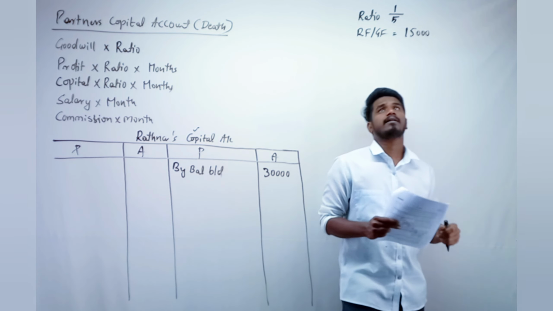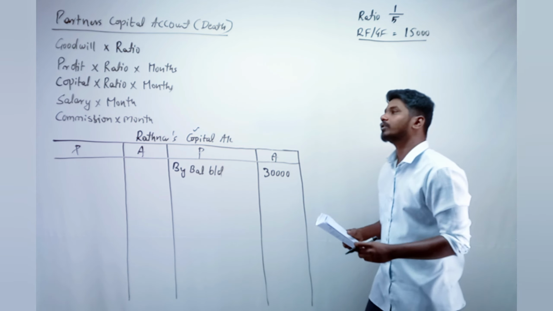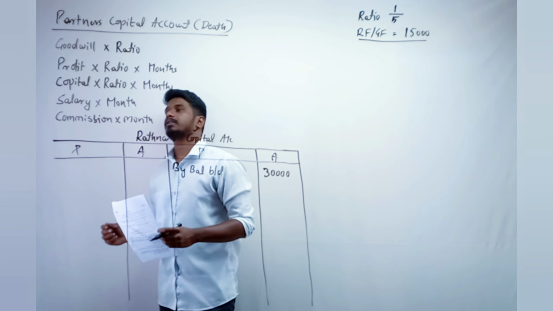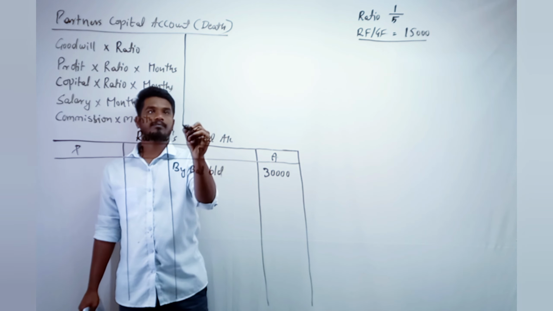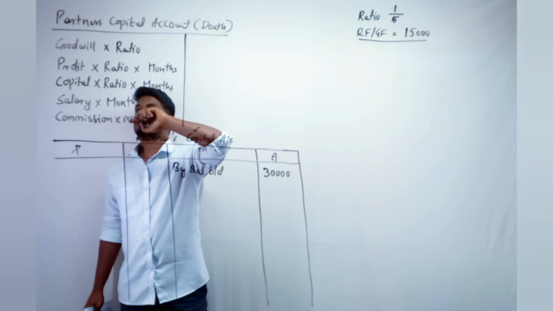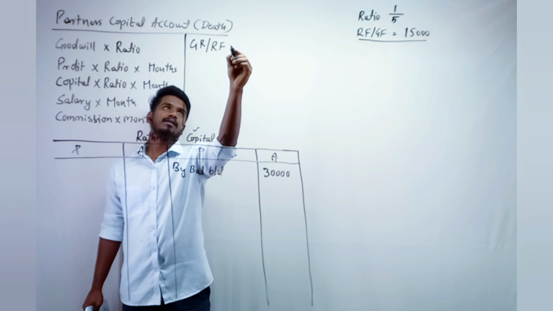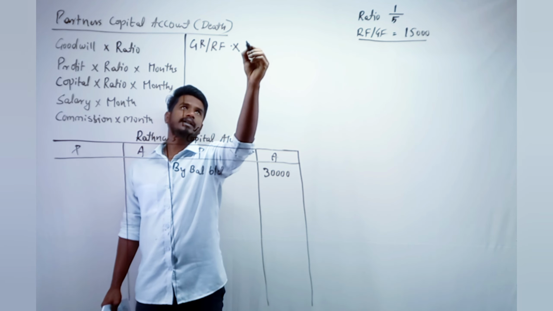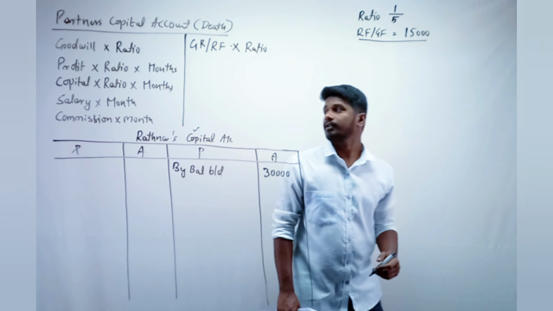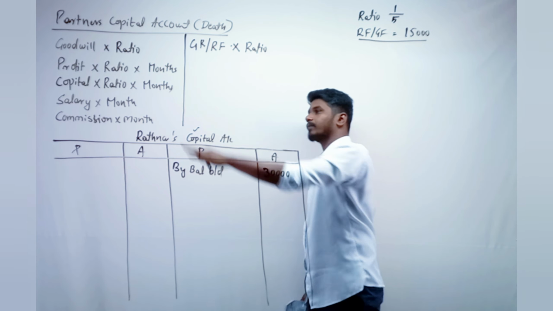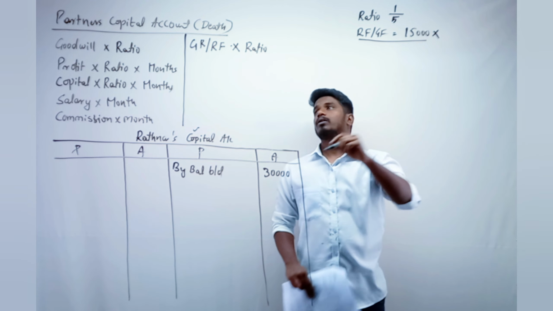So next thing we have the reserve fund. Correct. How can we share it? For reserve fund, the same as goodwill ratio, we share in the old ratio. General reserve, or if there is any reserve fund, we will share in the ratio. Correct. That's it. You should remember these so that it becomes so easy to solve this question.